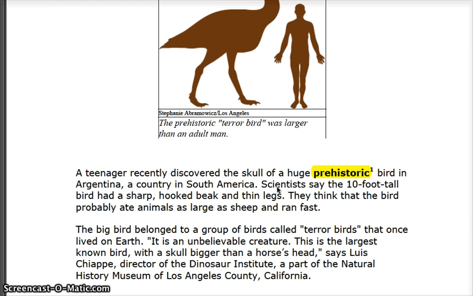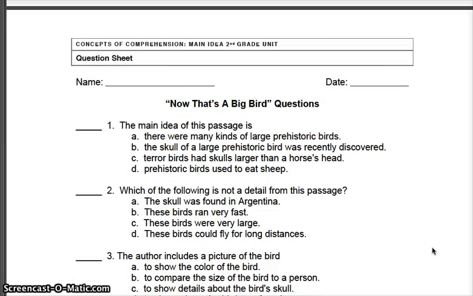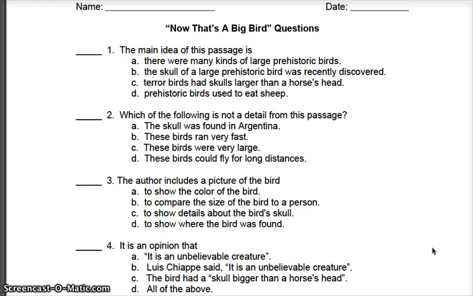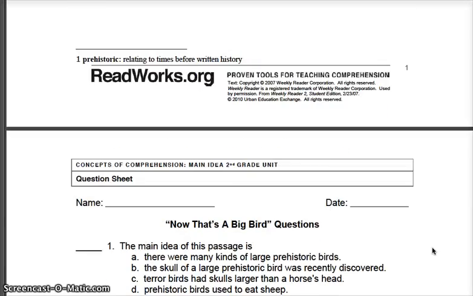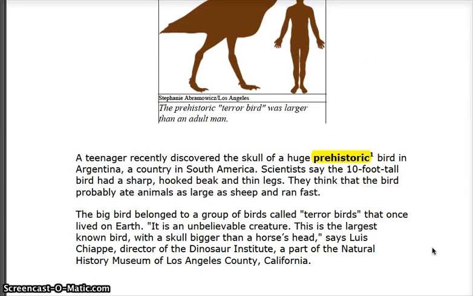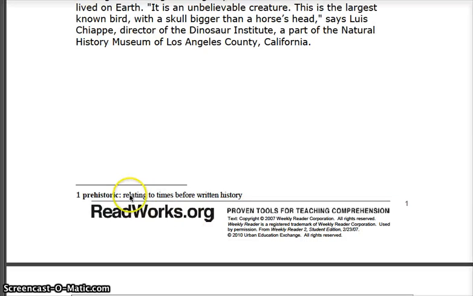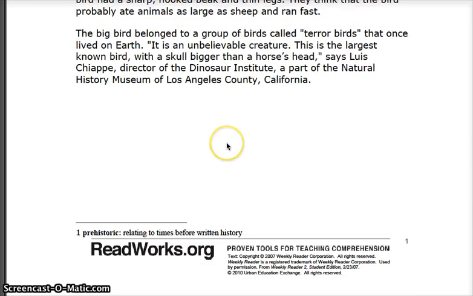Basically, what you are going to do is read the first paragraph, take notes in the margin, read the second paragraph, take notes in the margins, and then flip to the other page and answer the questions, okay? Before we do that, let me go over some important words. Go ahead and circle the word prehistoric, okay? Remember, that means, if you look down here, relating to times before written history.